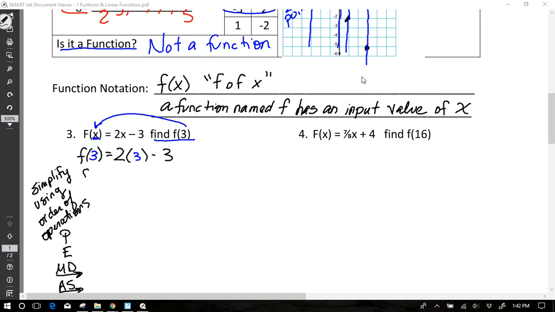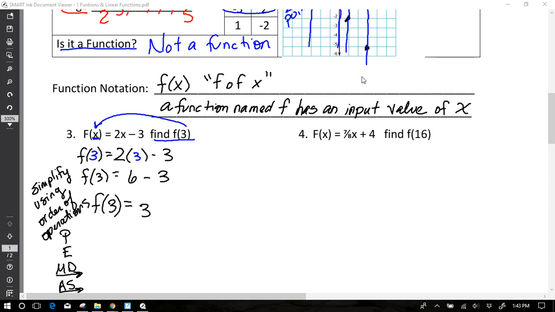There's nothing I can do with the f of 3, so I'm just going to bring it down. I see no parentheses. Remember, when it's just a single number inside a parenthesis, it doesn't represent a real parenthesis where you can do something to it. It represents multiplication. I don't see any exponents. I do see multiplication. 2 times 3 is 6. Bring down the minus 3. Bring this down to keep it nice and neat. And now I see some subtraction. From left to right, 6 minus 3 is 3. And that's my final answer. f of 3 equals 3.